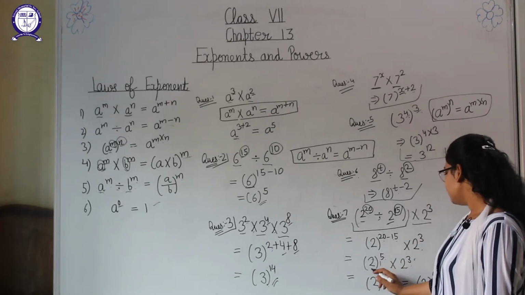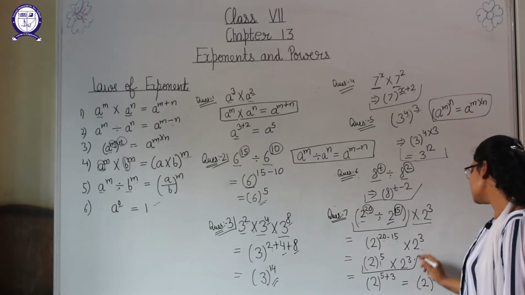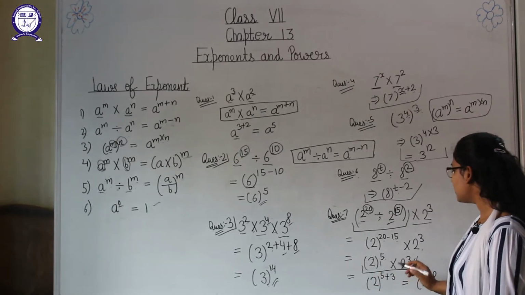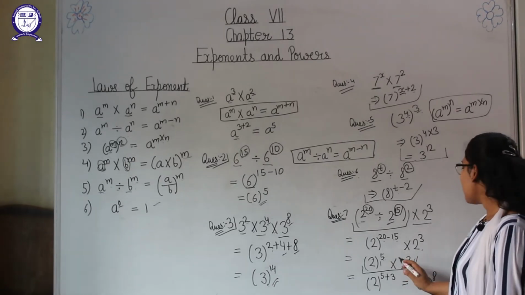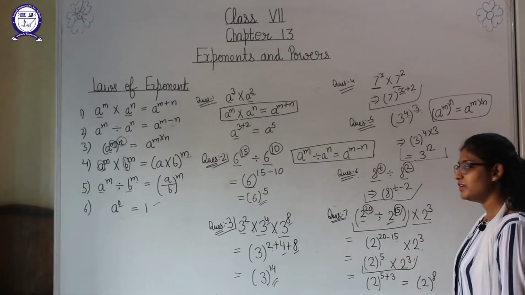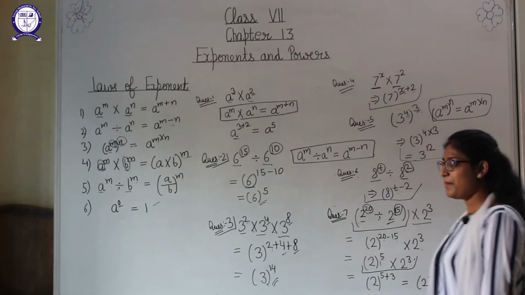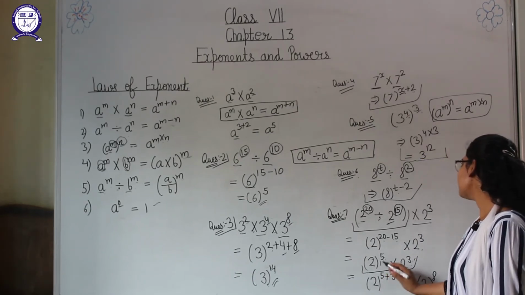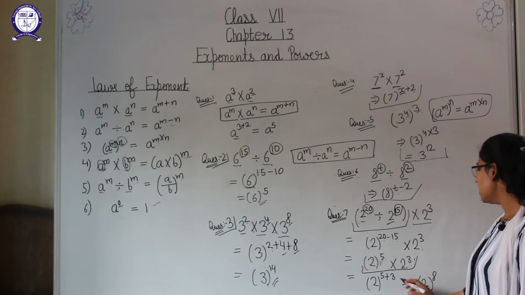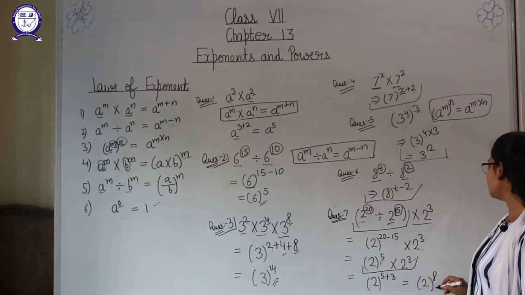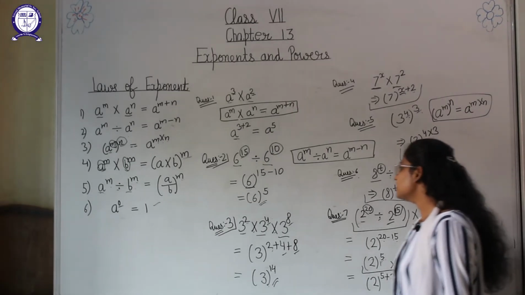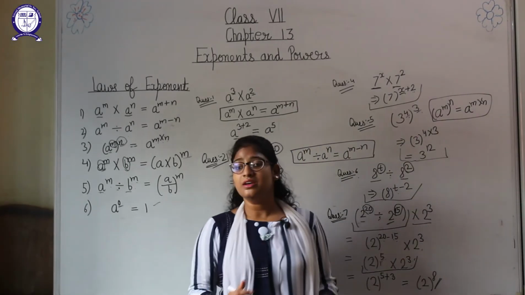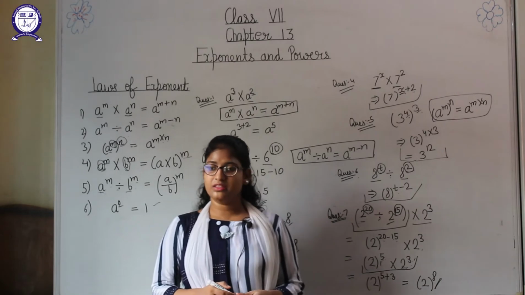Now what will we do? We will solve this, as here 2 and 2 are the bases, 5 and 3 are the different powers, and we have to multiply them. So what will we do? We will add the powers. So 2 raised to the power 5 plus 3 will be our answer, and 5 plus 3 is 8, so 2 raised to the power 8 is our final answer. Okay students, like this you can solve your questions by applying these laws.